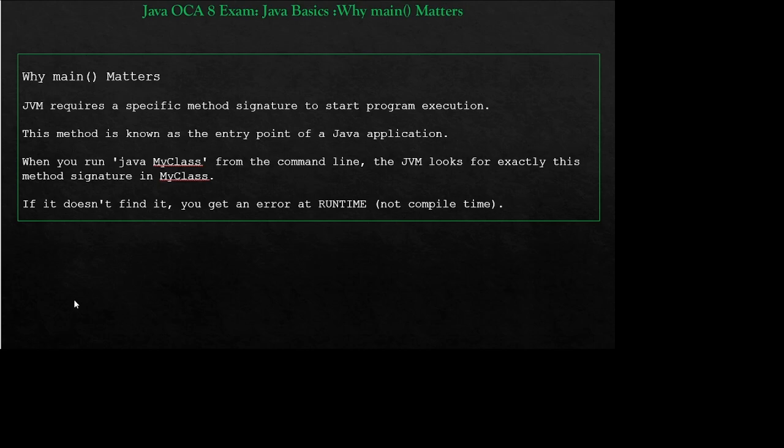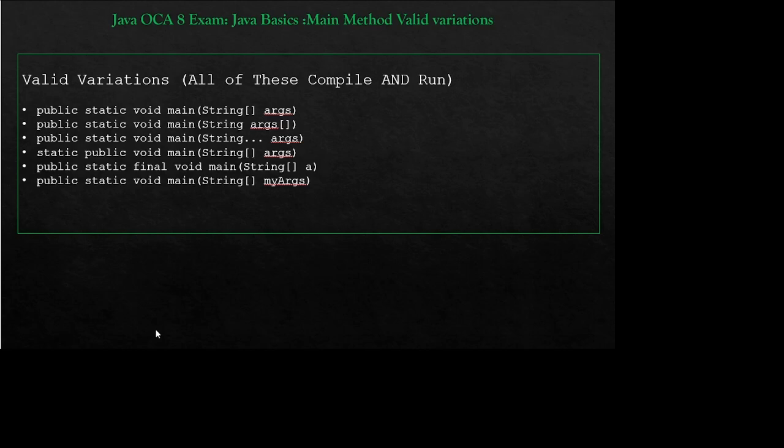You can have valid variations of this. We'll discuss the invalid variations also, but here let us discuss the valid variations. All of these will compile and run. public static void main(String[] args), and public static void main(String args[]). The bracket has shifted after args, whereas before the bracket was before args. Both are fine. Where you put the bracket, it's okay.